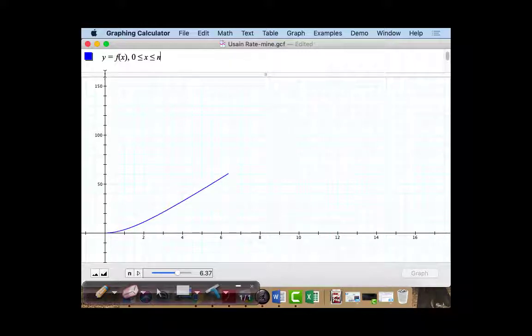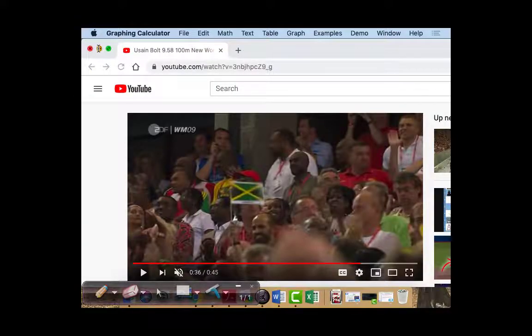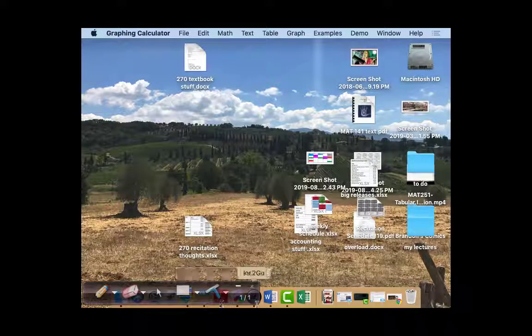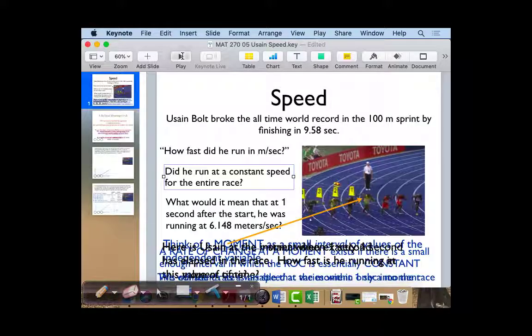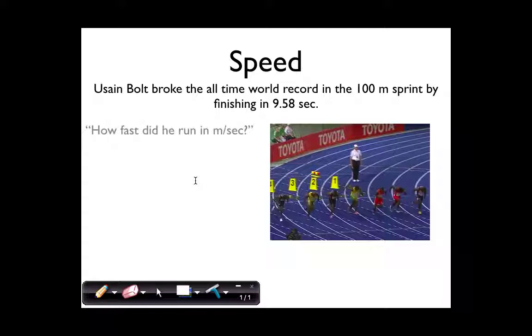So as a means to get to that, I'll just use Usain Bolt as an example, although, like I said, we'll get back to him in detail on Tuesday. But let's see if I can click on this. There we go. So the picture that we saw: if you ran 100 meters in 9.58 seconds, and you're just asked the question, how fast did he run?